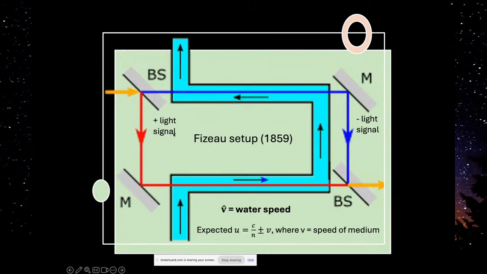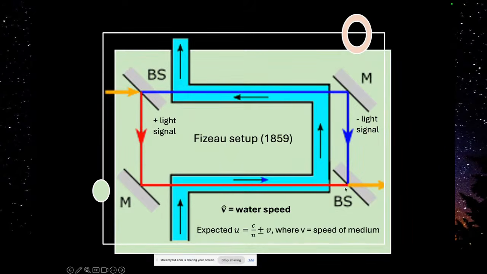And I forget how fast the water was going. For water speed, it was like a fast hose. So it was not anywhere near relativistic speeds. We're talking about meters per second. And we have a light signal coming in here from the left and a beam splitter. And the beam splitter allows some of the light to go straight through, and that would be going against the direction of water motion.